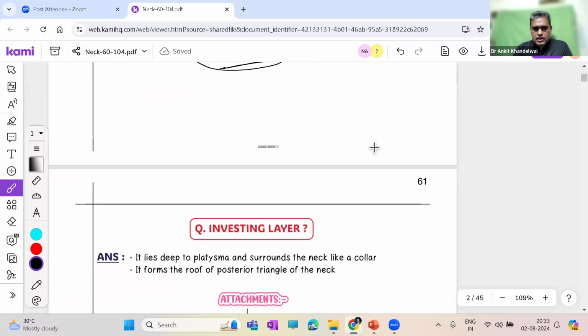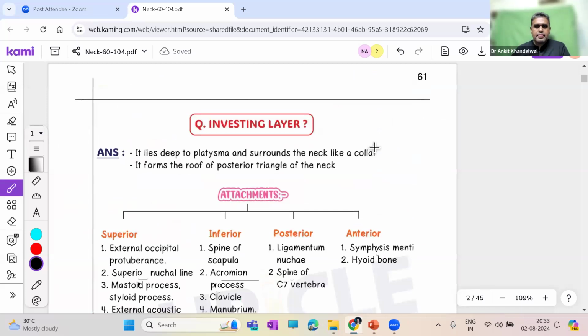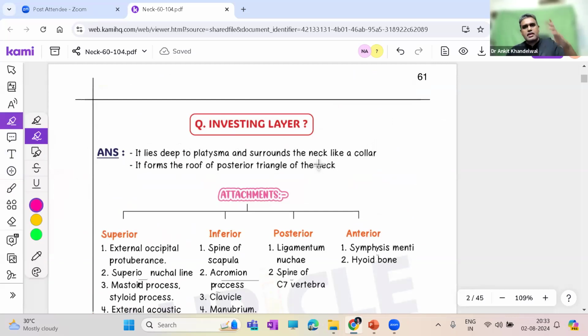Okay, fine. Now let us see some theory part over here. So the investing layer lies deep to the platysma and surrounds the neck like a collar, that we have done. Now we have done the hard part, guys, so be happy. Now let us do the theory part and understand a bit. Platysma is a muscle which is beneath the skin. So it is deep to the platysma and surrounds the neck like a collar.